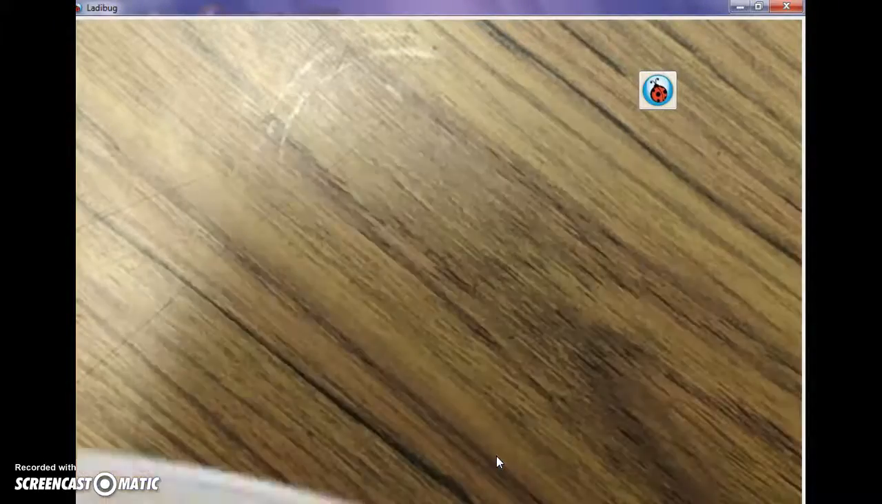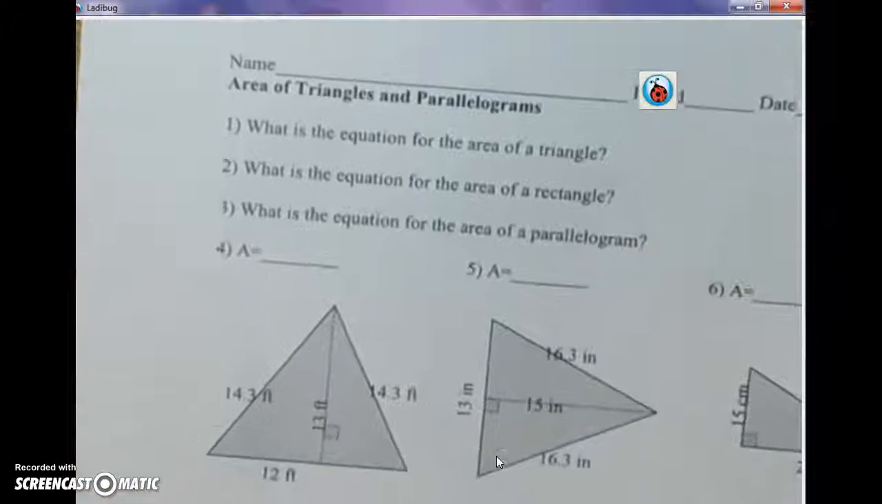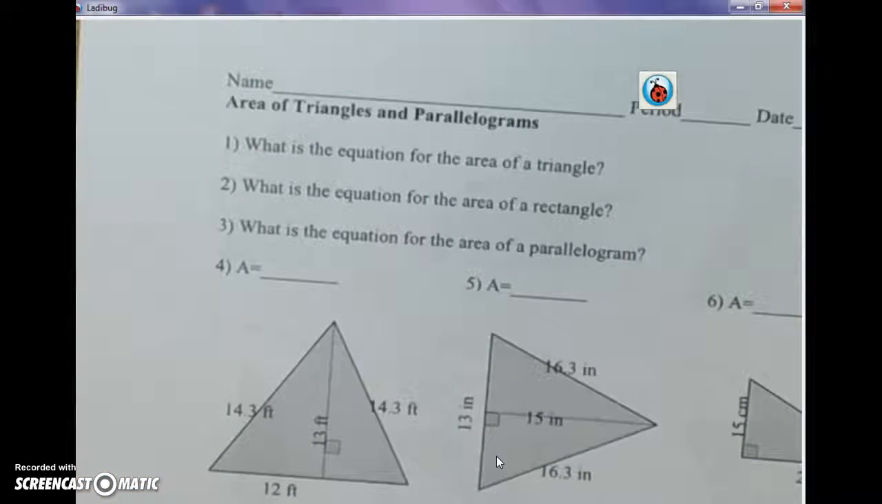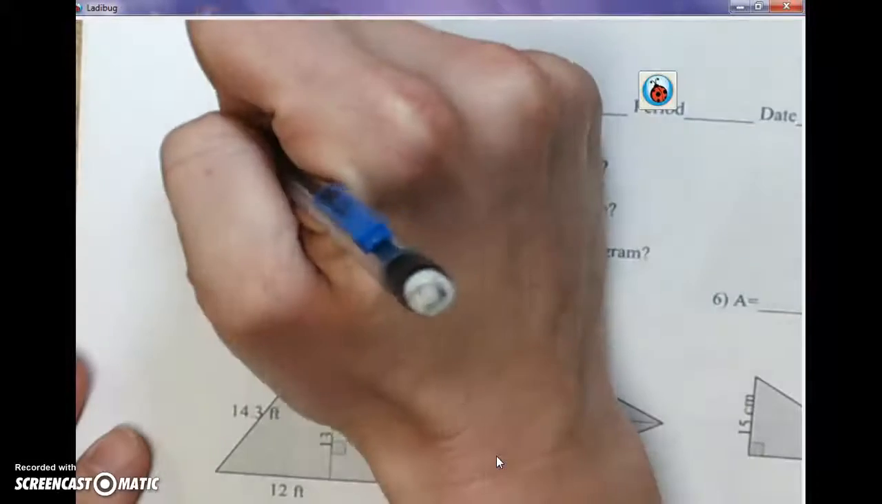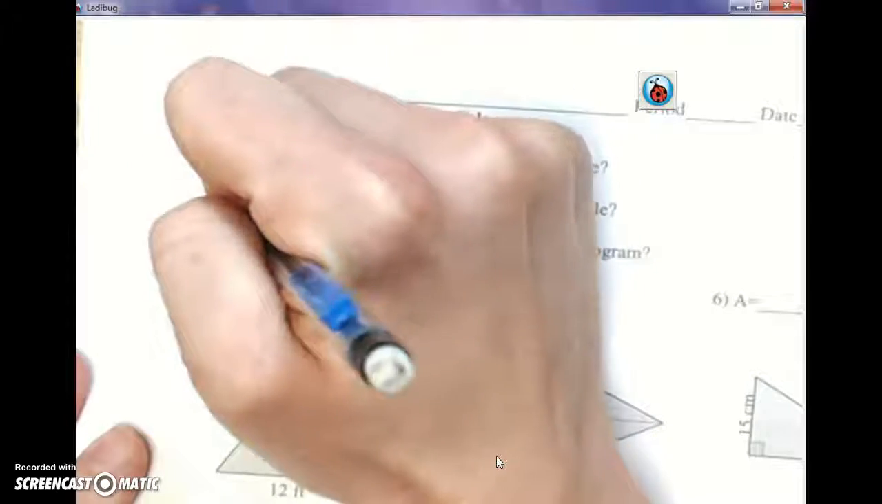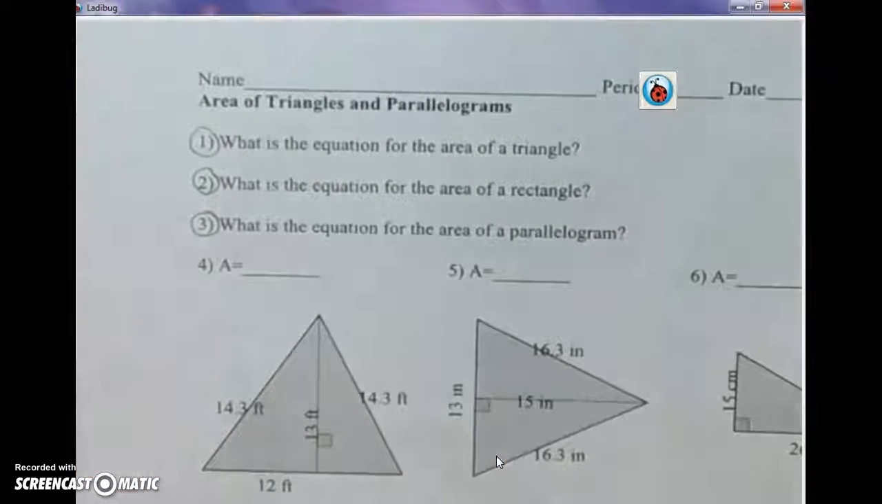Okay, today guys, you need to be doing these worksheets that you have. Make sure you have your pen ready so you know which ones to circle, so you know which ones to do. On the area of triangles and parallelograms, you need to do 1, 2, and 3. Those should be really easy because they're just asking you for the equation.